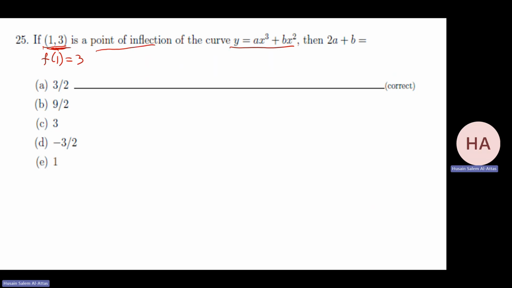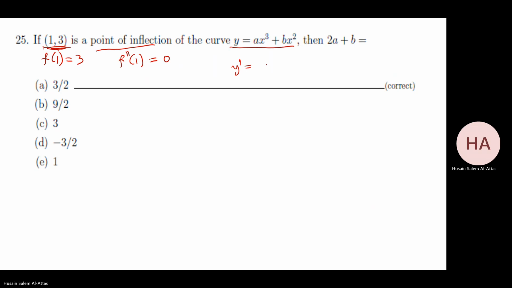Point of inflection: this is a polynomial, so f double prime will exist, will be defined. You have no problem with it. It means f double prime at 1 equals 0. We know that if there is a point of inflection, it means either f double prime equals 0 or f double prime does not exist. Here, since this is a polynomial, f double prime always exists, so the only possibility is f double prime at 1 equals 0. So I have two equations, two unknowns, we just solve it.